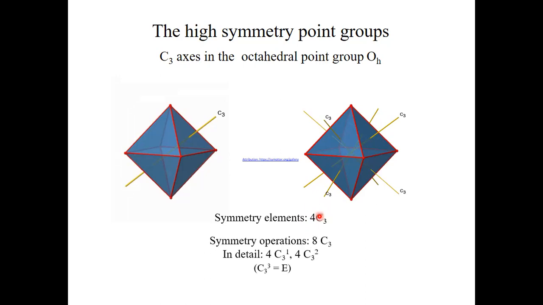And overall, we have 8 operations associated with this. So we have 4 C3^1 and 4 C3^2. So the C3^3 is equal to the identity. Okay.